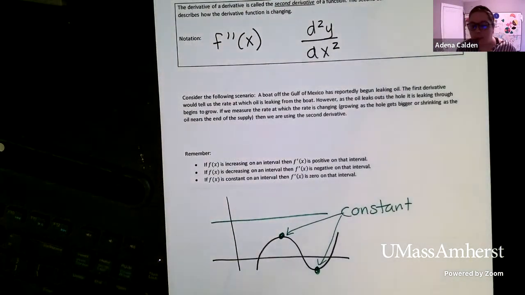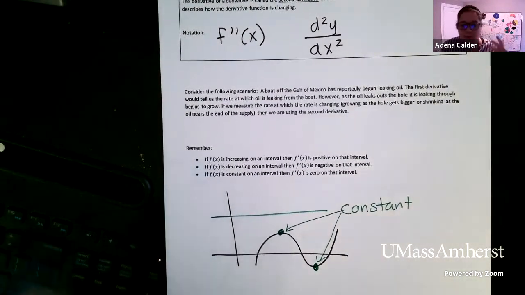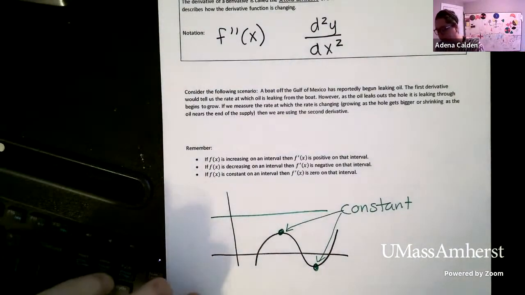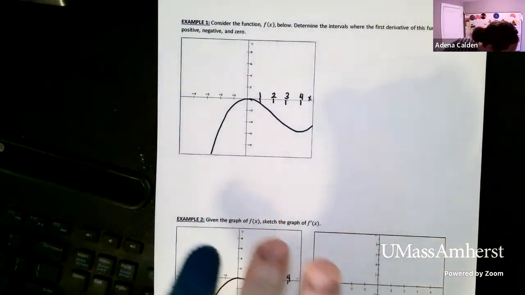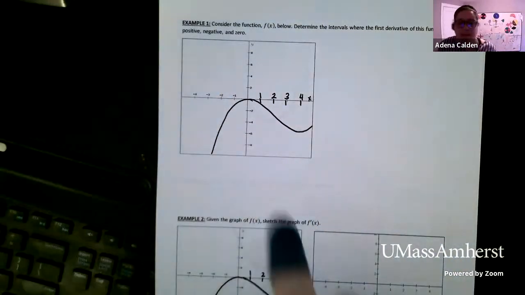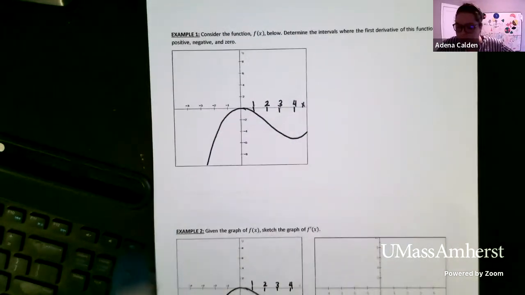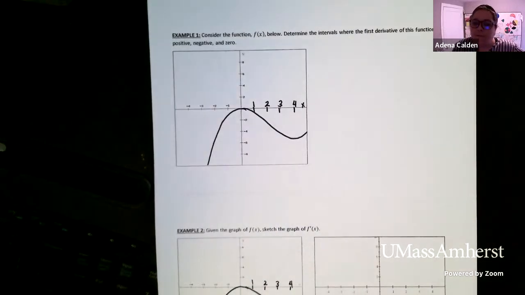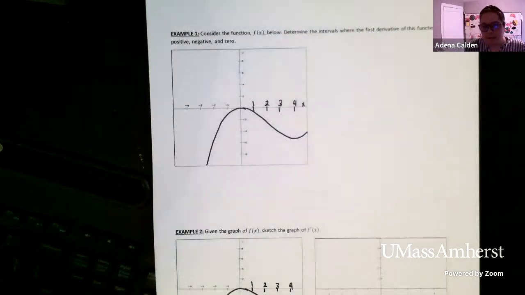So the first example we're going to do, we are just going to work on practicing this first so that we can then extend it and build upon it. Okay, so our first example here, we're going to do two pieces to this. So consider the function f of x below. So this is some function f of x. We want to determine the intervals where the first derivative is positive, negative, and 0.